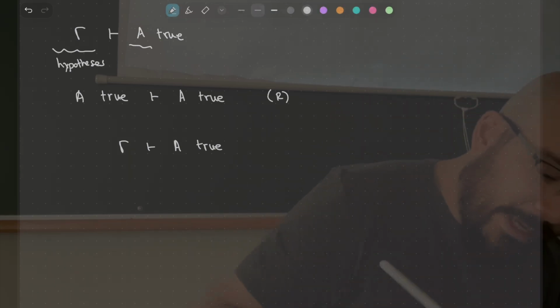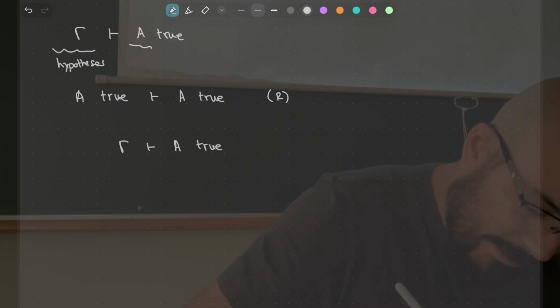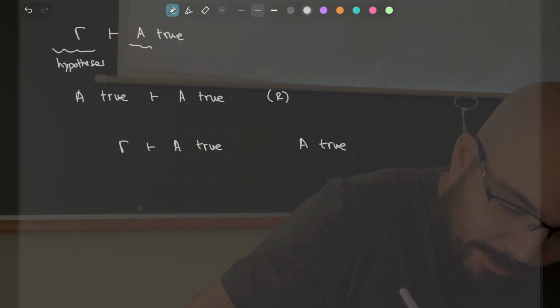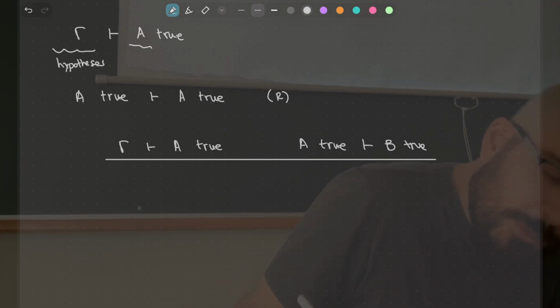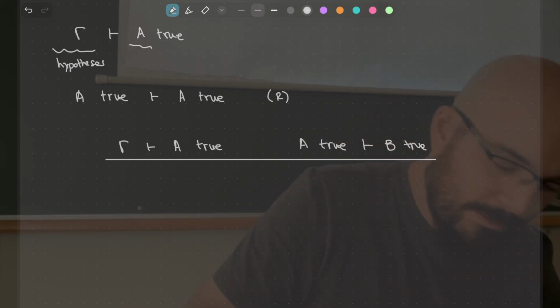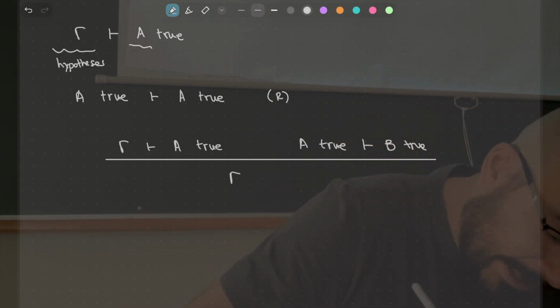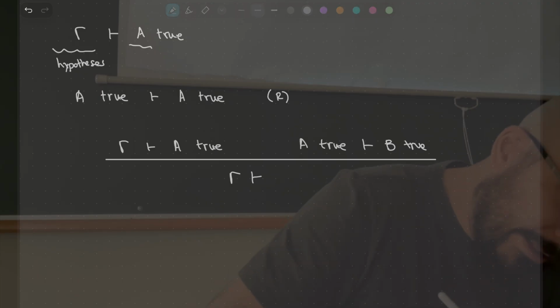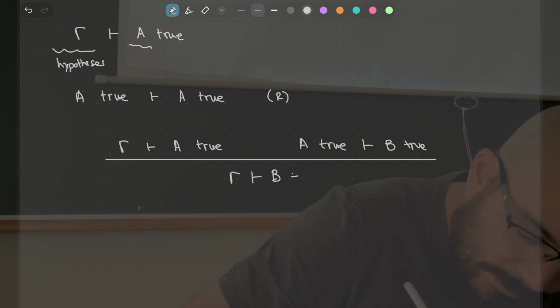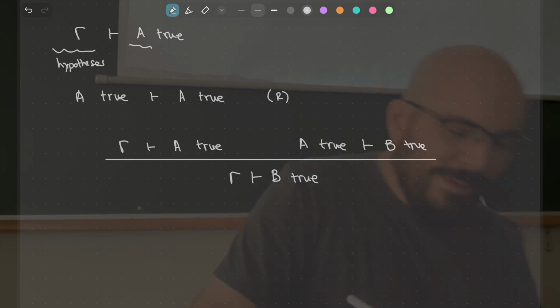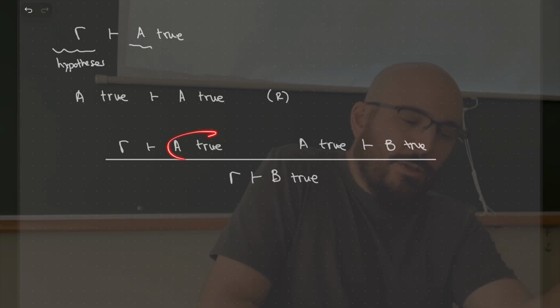So from this I can prove A, and further on, if from A I can prove B, can somebody guess what I should be able to conclude here? Yes, Rafael? Exactly. Rafael said from the same initial hypothesis, gamma, I can conclude the other conclusion. This is exactly a lemma.